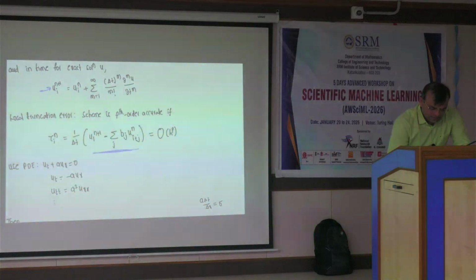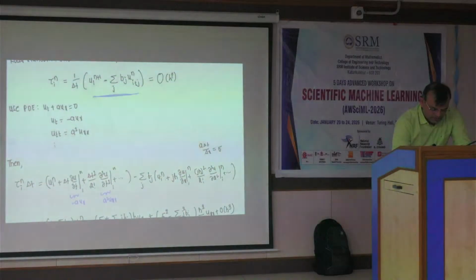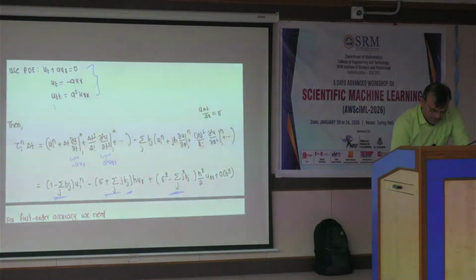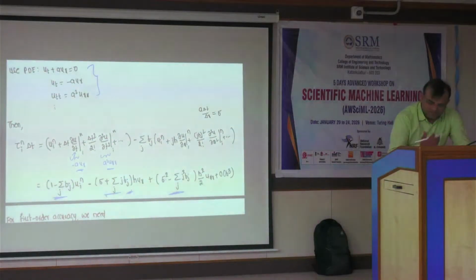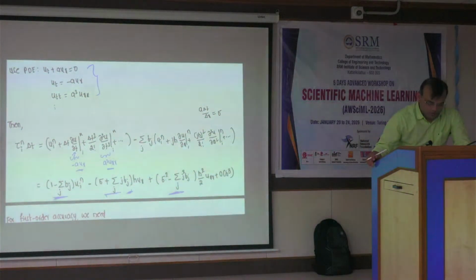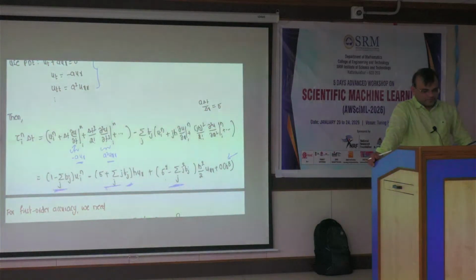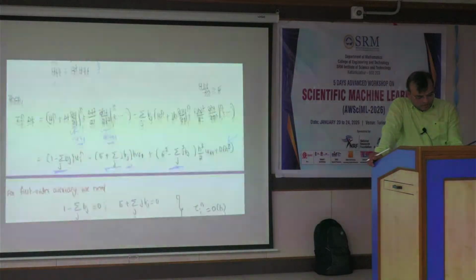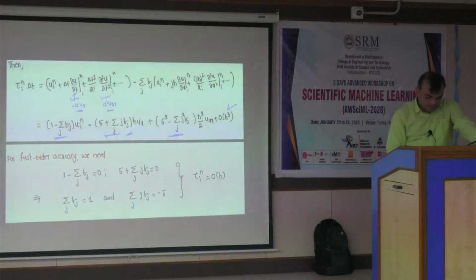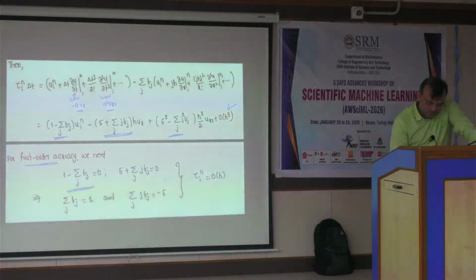This is the truncation error, and using the PDE, we replace u_t by minus a u_x, and all the temporal derivatives are replaced by space derivatives. Everything will come out in the space derivatives, and you will end up with this particular equation. Now, all the coefficients must be 0 for first order accuracy. To get first order accuracy, you need 1 minus the summation over all b_j to be 0.